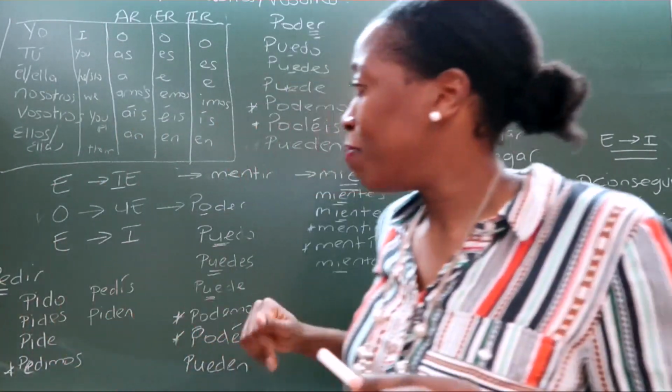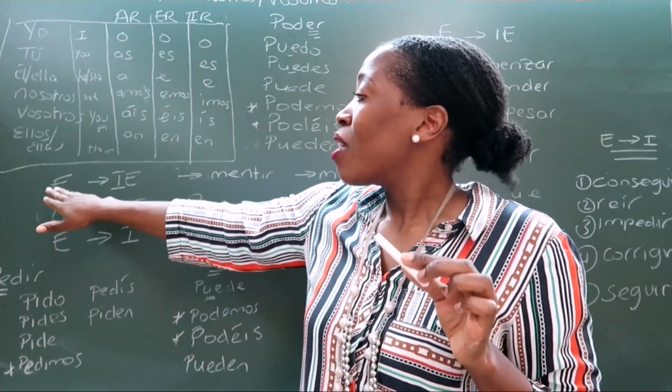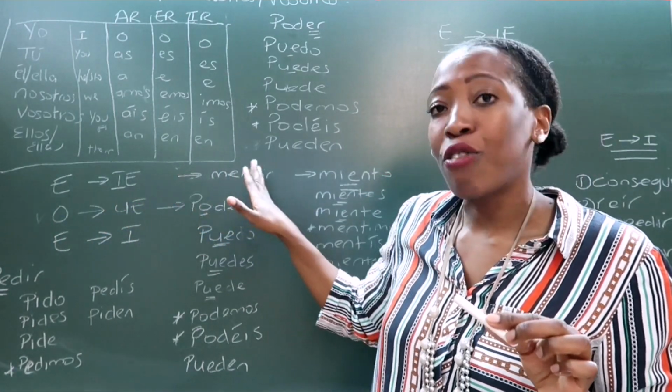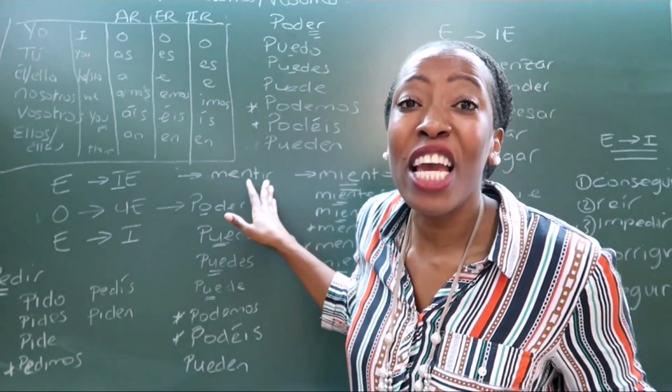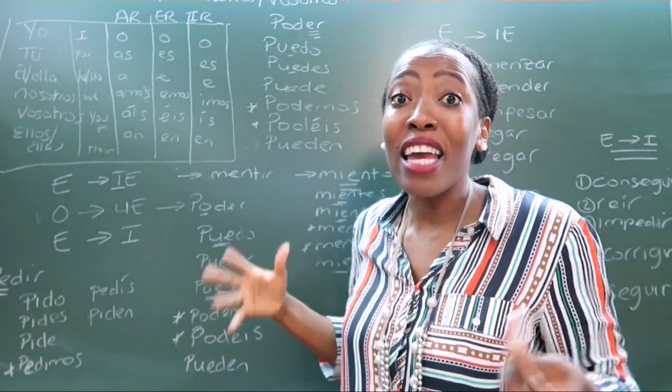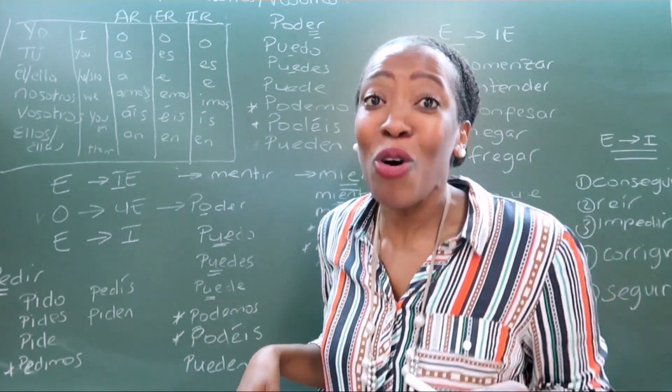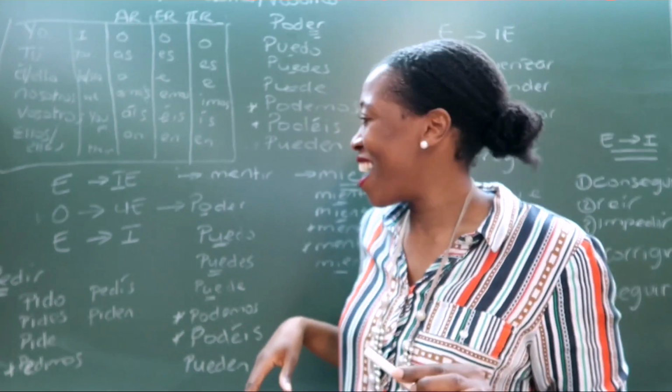Okay, so remember, there are verbs that have an E in the root, we change it to an IE. For example, mentir. Miento todos los días. I lie every day. I take that back. No miento nunca. I never lie.